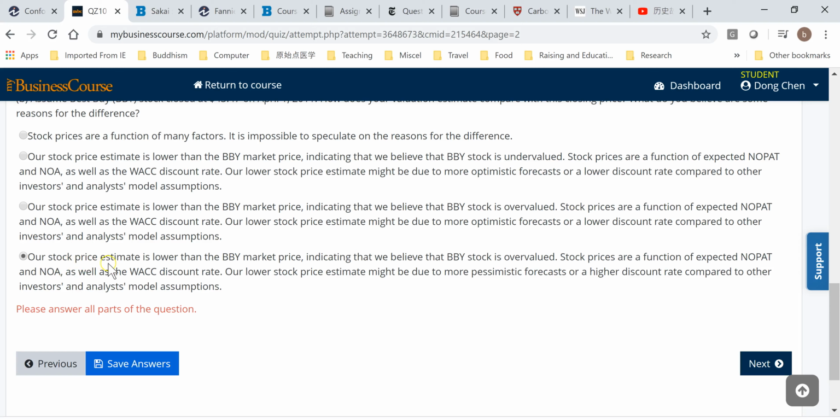Our stock price estimate is lower than that. That's correct, indicating that it's overvalued. That's correct. And stock prices are a function of this, and this is correct. Our low stock price estimate might be due to more pessimistic forecast or a higher discount rate compared to other investors and analyst model assumptions. And this is correct, right? So let's save our answer.